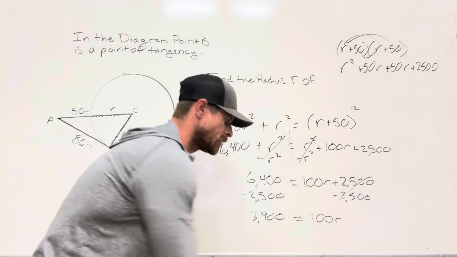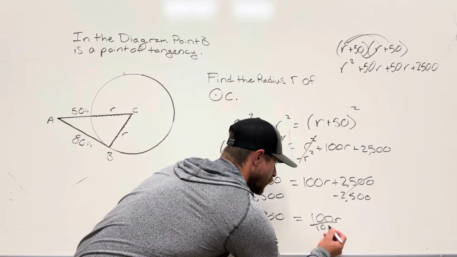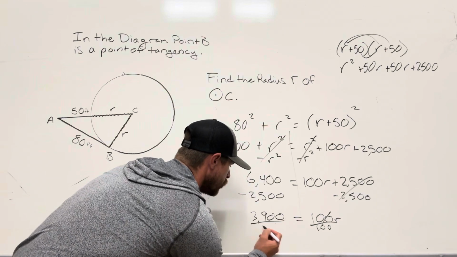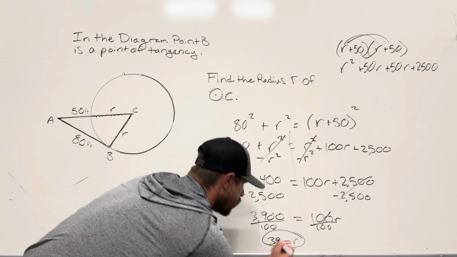This is multiplication, 100 times R, so we're going to do the opposite of multiplying. We're going to divide by 100. Dividing by 100 is simple. So we're left with 39 is equal to R.